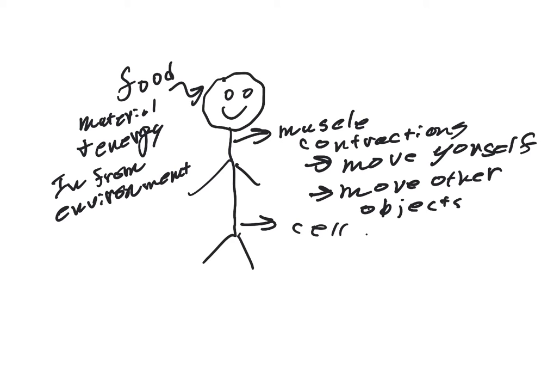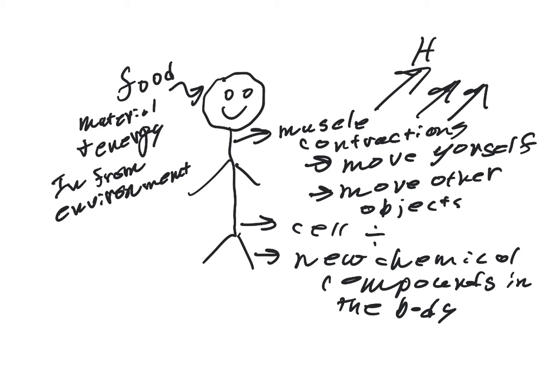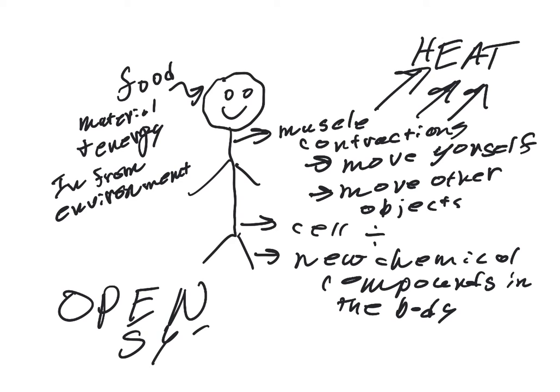So cell division takes place. Just basically make new chemical compounds in the body. So all of these things right here wind up giving off heat. So basically you are an open system. You will take in energy from the environment, give off energy to the environment.